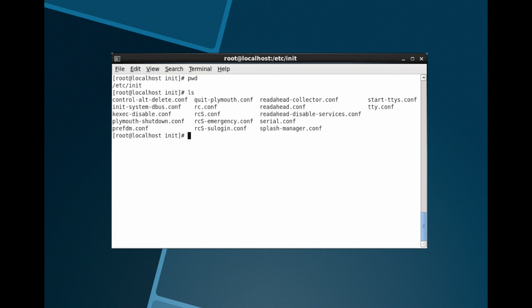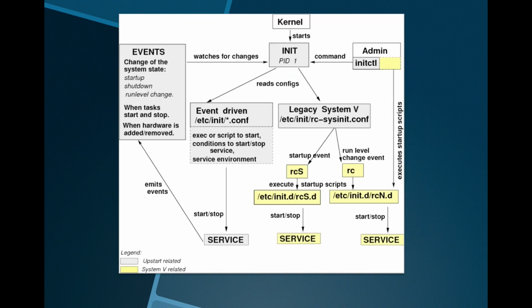Now I know that very few of these, if any, will make sense to you, and I'm not interested in this lecture in going through any of these in depth or even talking about what they do. I just want you to see that in /etc/init is where all of our Upstart scripts are. So again, these are all driven by events with Upstart.